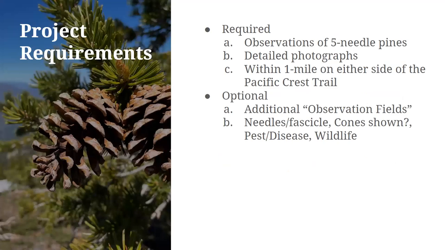Project requirements. In order to participate, whenever you upload an observation, there are a few requirements. One is that you observe one of the five needle pines. Two is that it has to have detailed photographs. Like mentioned earlier, it's really important that you take the best observations possible so that other people and also yourself can help identify your observation and try to get it to research grade. I'll talk a little bit about that in the next slide on best practices. The other requirement is that it's within 1 mile of either side of the PCT. As long as your observation meets those three requirements, it'll automatically get added to the project.